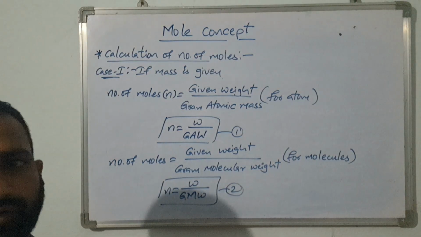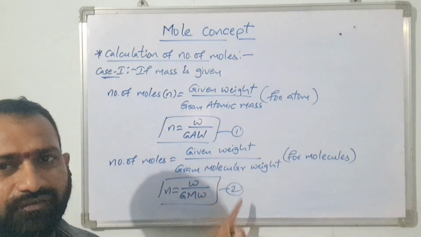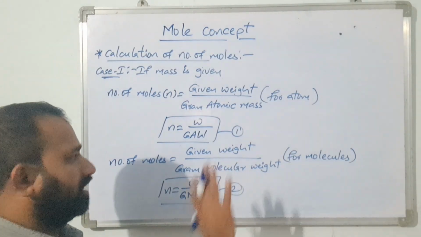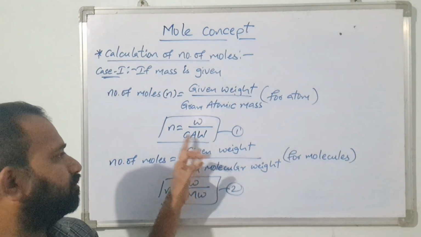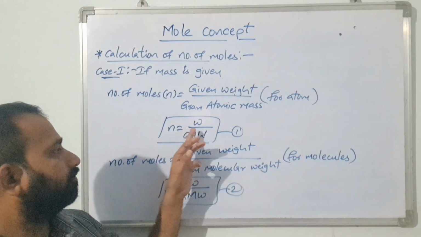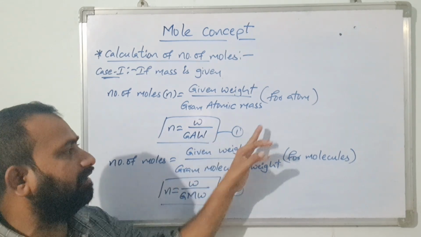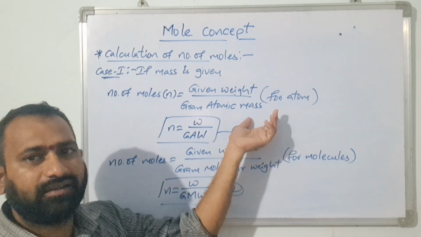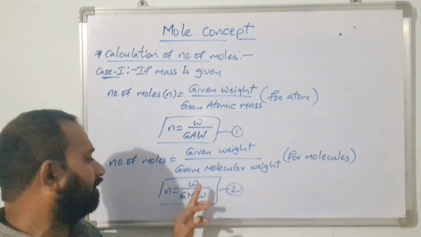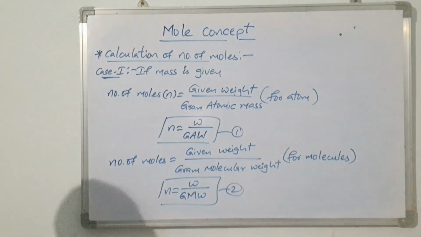When mass is given, we should use these two formulas. First one for atoms, second formula for molecules. Both are similar, but in case of atoms, the formula is weight by gram atomic weight. Here atoms are given, so we should take gram atomic weight. If molecules are given, weight by gram molecular weight. Understood, children? Take a screenshot.